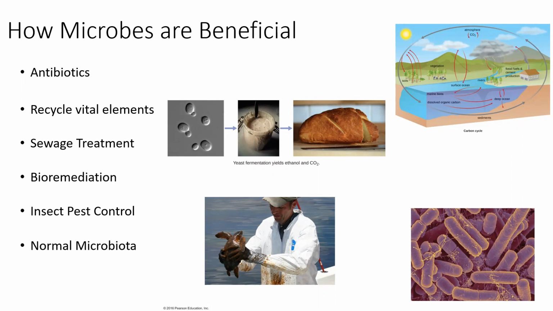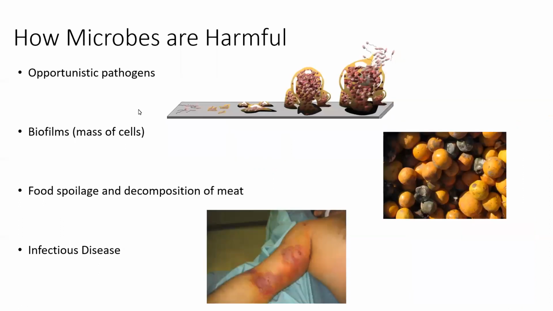And then the last one, which is actually what we're going to go on to on this slide, is a parasitic relationship, which is where the microbe benefits, but the host is harmed, right? So let's talk about some ways that microbes can be harmful. So I just talked about our normal microbiota, which are helpful, right?